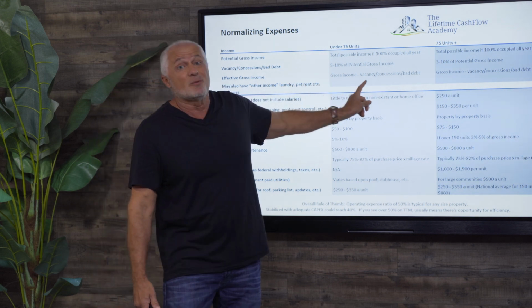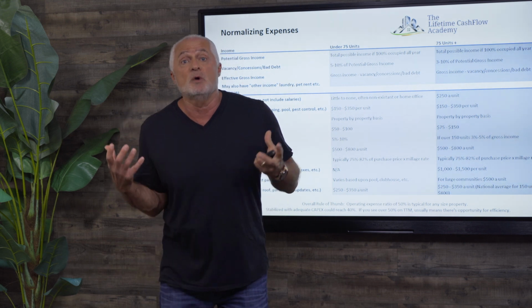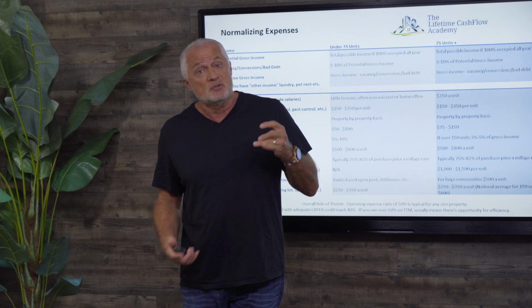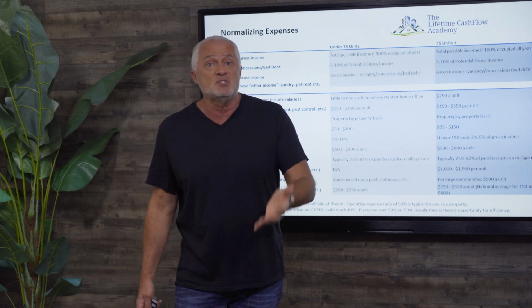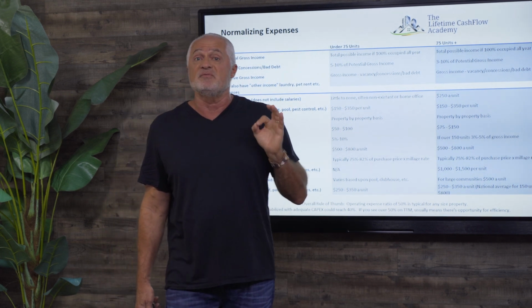Now you are also going to normalize the income, okay? So what you're going to do is you're going to look at what competing properties are renting for, right? Now you want to make sure they're truly competitive, okay? You want to make sure they're the same age approximately, same general area, but really important that they have the same amenities, okay, and the same features.